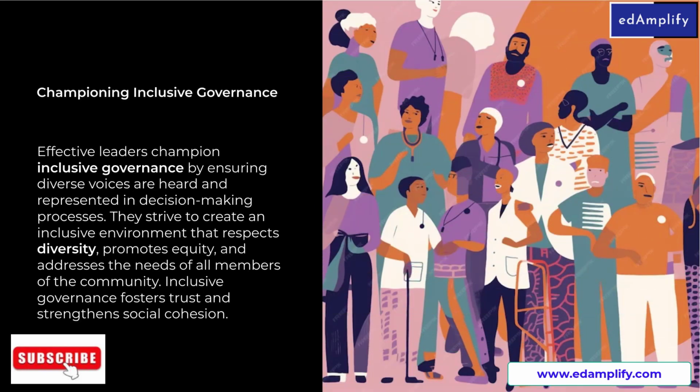Championing inclusive governance. Imagine a great leader as the conductor of a symphony, and instead of just a few instruments, they've got a whole orchestra of diverse voices. That's the magic of inclusive governance. It's like making sure every instrument gets its moment to shine. Effective leaders aren't just making decisions behind closed doors, they're orchestrating a collaborative masterpiece. They champion inclusivity by actively seeking out and valuing different perspectives. It's not just about ticking boxes, it's about creating a space where everyone's voice is not only heard but embraced.